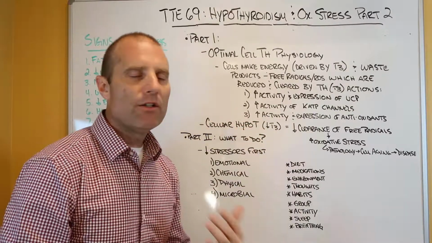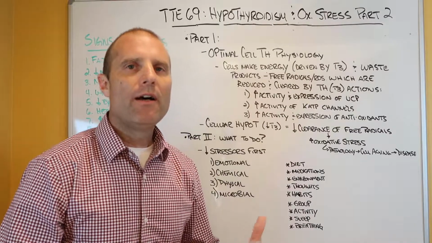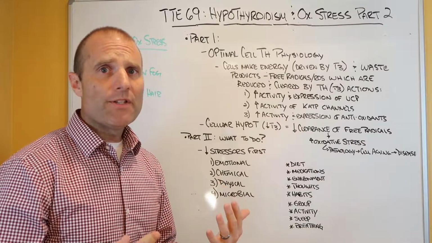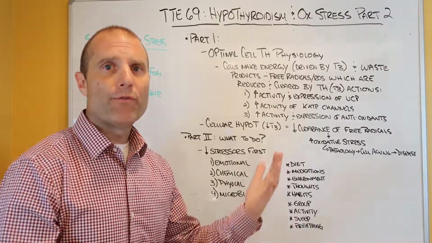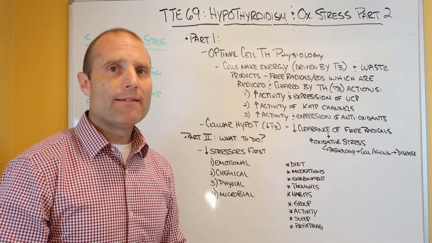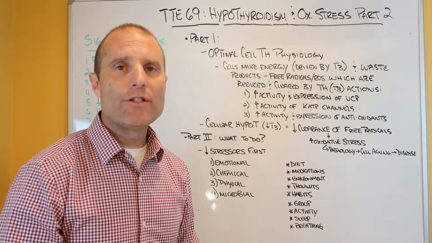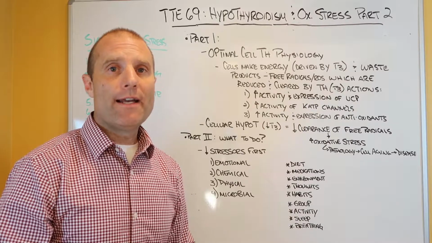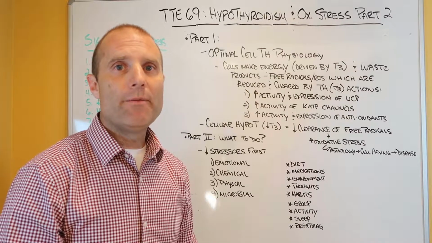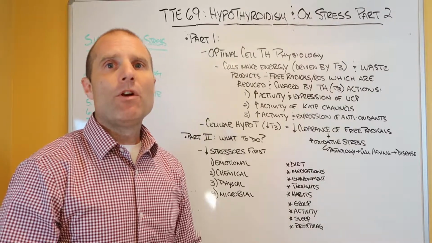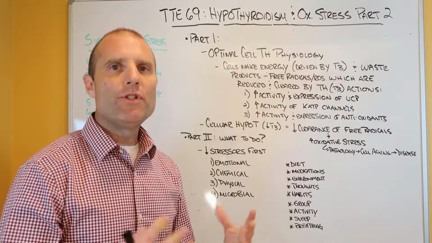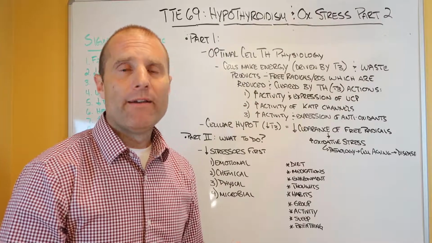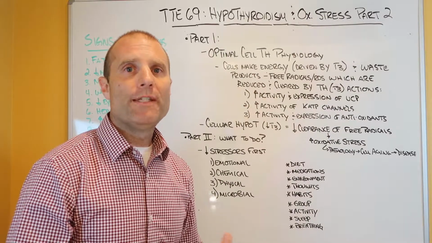And the third thing that thyroid hormone does to help reduce free radicals and reactive oxygen species is to increase the activity and expression of antioxidants. We talked about how antioxidants combat the free radicals being produced: enzymes like SOD, catalase, glutathione peroxidase, and antioxidants like vitamin A, vitamin C, vitamin E, selenium, and glutathione. All these things help reduce the oxidative stress, and they're all supported by your good old friend, thyroid hormone T3.